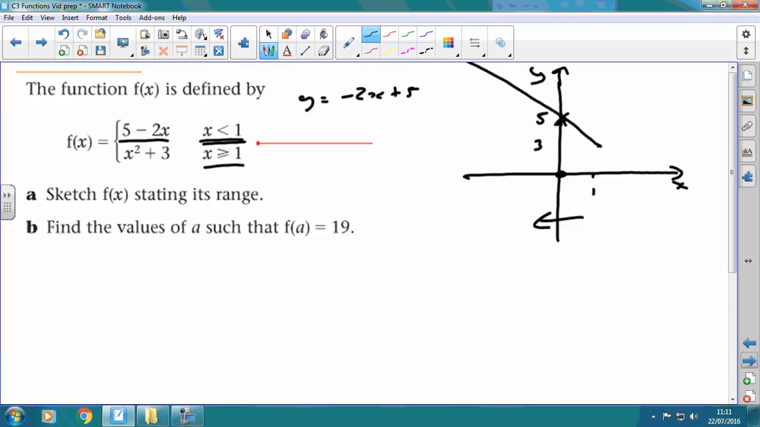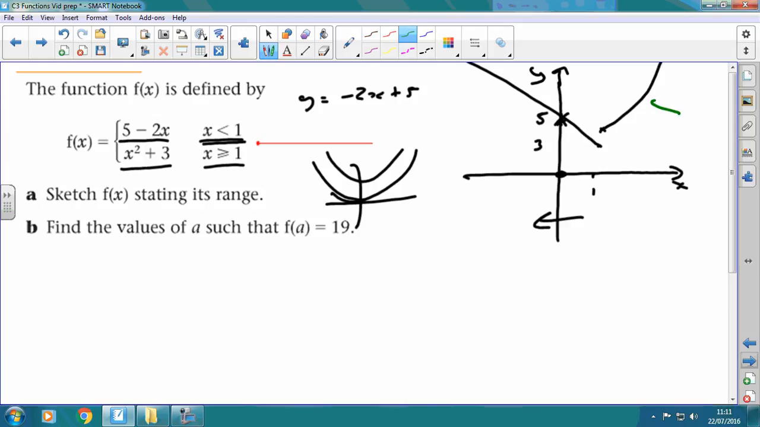Okay, then when x equals 1 and it's greater than 1, it looks like x squared plus 3. So if we substitute 1 into that, that's going to be 4. And we know what the x squared graph looks like. So y equals x squared looks like this. Then we're going to add 3, so it's going to move up like that. From this point here, it's going to go off like that. So that's our graph.